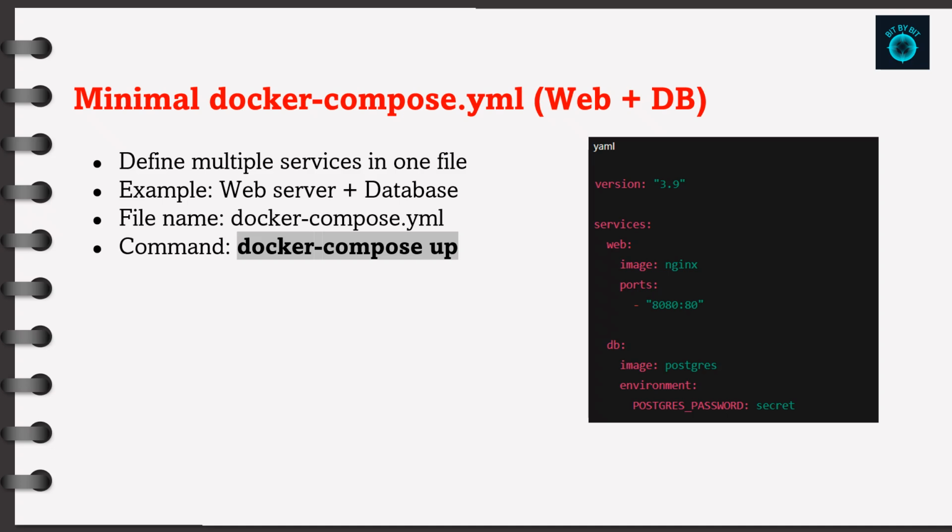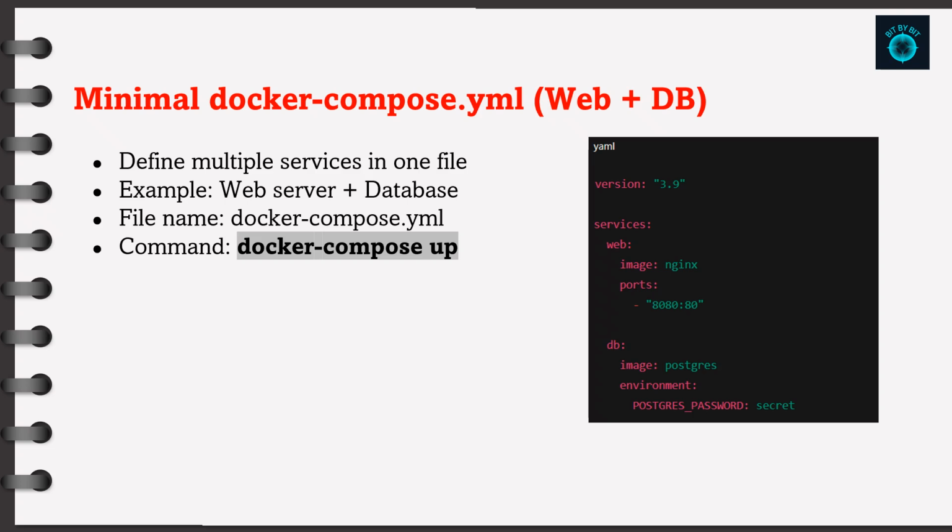docker-compose.yml file. At the top, we write version: 3.9, which tells Docker which Compose file format we are using. Next, we define services. The first service is called web. It uses the Nginx image, and we map port 8080 on the host to port 80 inside the container. This means we can access the web server at localhost:8080.